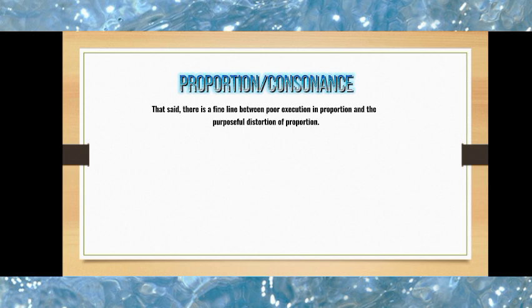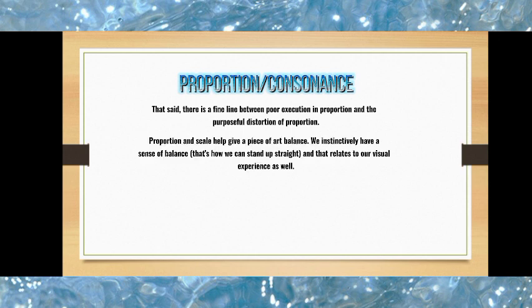That said, there is a fine line between poor execution of proportion and the purposeful distortion of proportion. Proportion and scale help give a piece of art balance. We instinctively have a sense of balance. That's how we can stand up straight, and that relates to our visual experience as well.